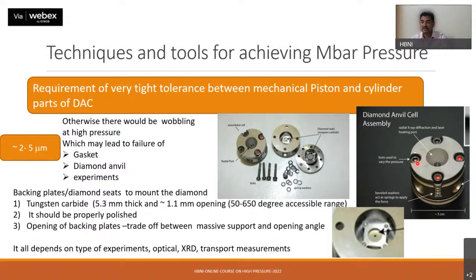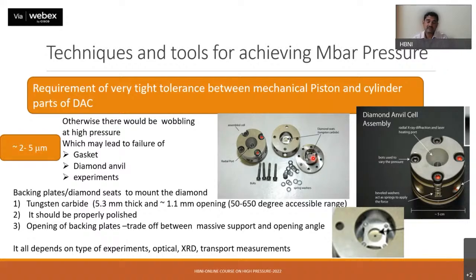So such a gentle device, using this and proper culets and proper backing plates, like these small things, they are actually diamond seats. We also call them backing plates. Generally, in some cases, they are made of hardened steel, or when you want to achieve high pressures, they are made up of tungsten carbide. Tungsten carbide is a very hard material.